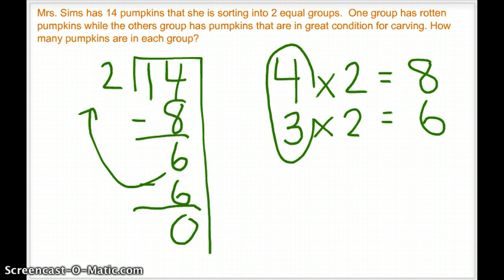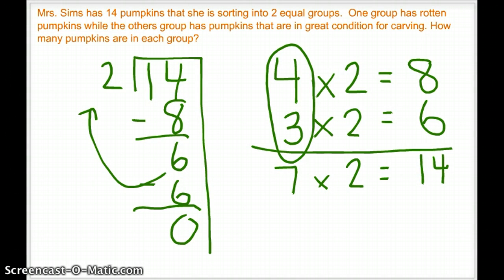Now I just need to look at how many groups of 2 I've made. I've made 4 groups of 2 and 3 groups of 2, which is 7 groups of 2. 7 groups of 2 is equal to 14. So that means there are 7 pumpkins in each group. I've just used multiplication to divide.